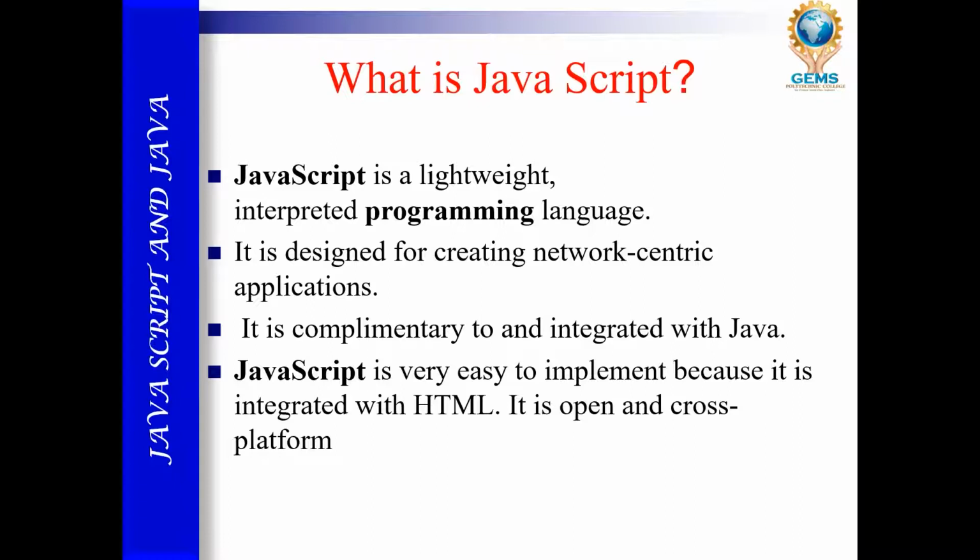What is JavaScript? JavaScript is a lightweight, interpreted programming language. It is designed for creating network-centric applications. It is complementary to and integrated with Java. I will explain clearly; first let's look at the definition of JavaScript. JavaScript is very easy to implement because it is integrated with HTML. It is open and cross-platform.